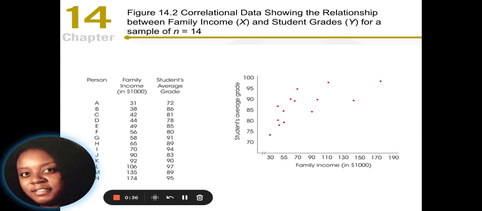If we take a look at figure 14.2, we see correlational data that shows the relationship between family income and student grades. We can see that there is a positive correlation because as one score goes up, so does the other score.